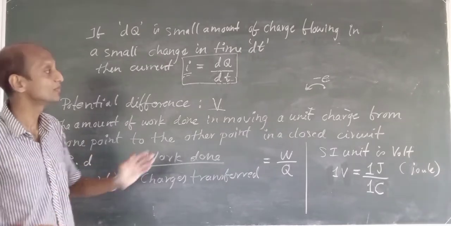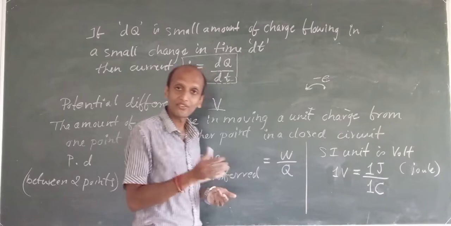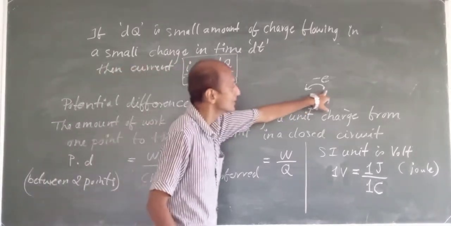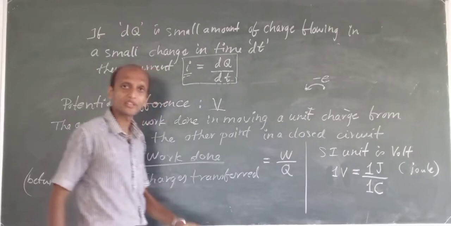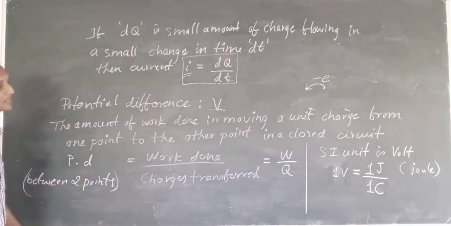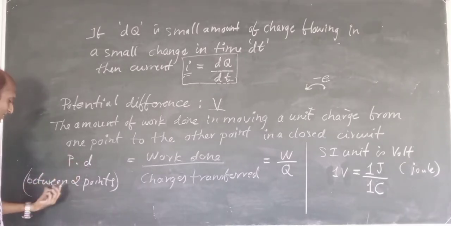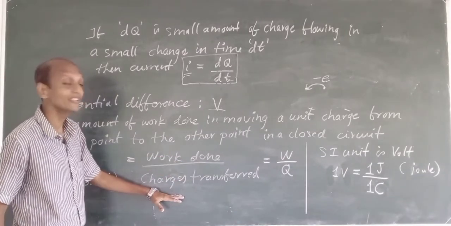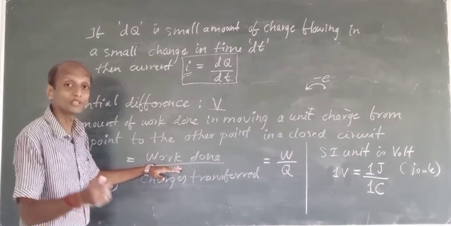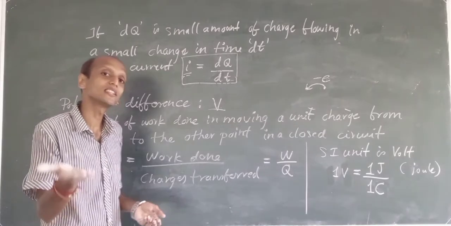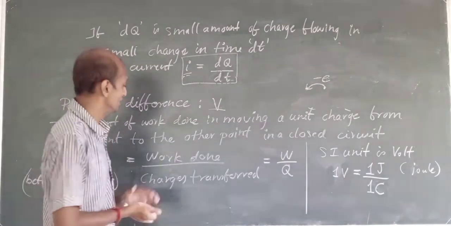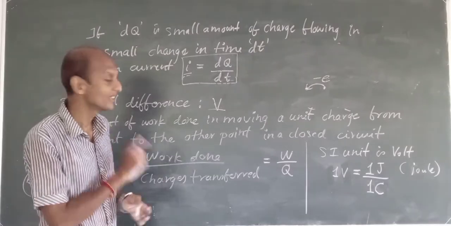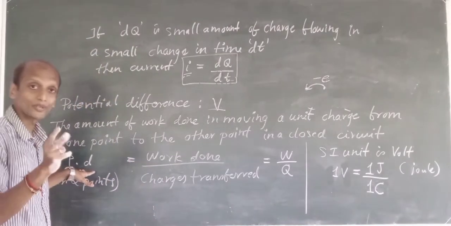So that is the potential difference between this point and this point. The difference in the potential between 2 points is the amount of work done in moving a unit charge from this point to the next point. So potential difference is equal to work done divided by charge transferred. How much work you are doing divided by how much charge you are transferring gives you the potential difference between 2 points.